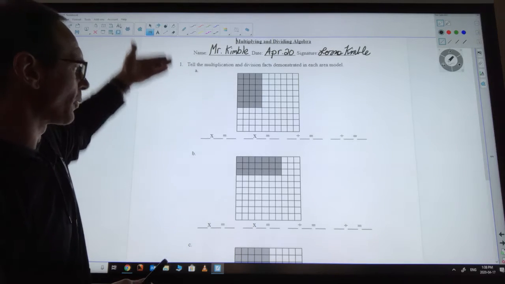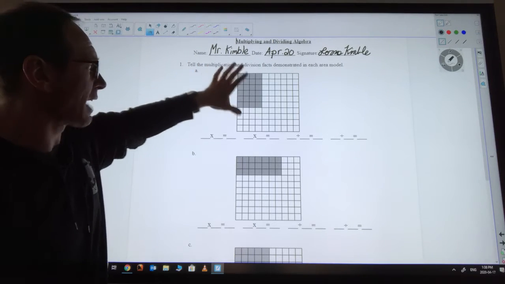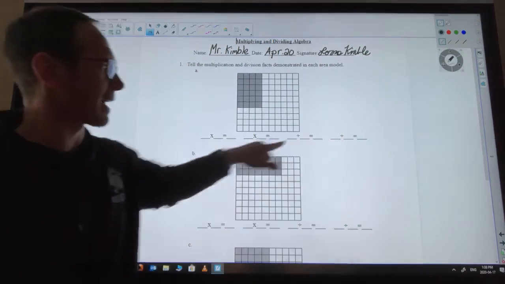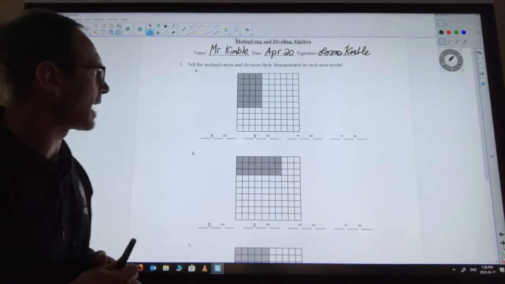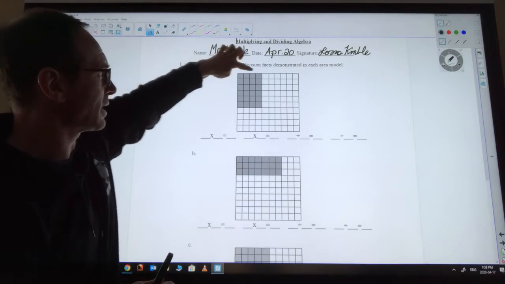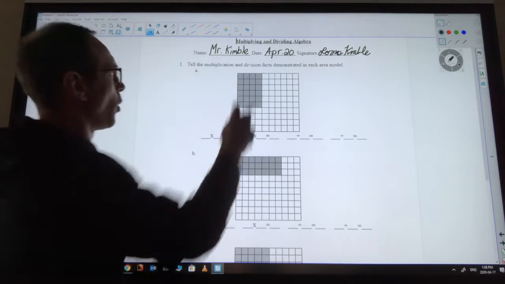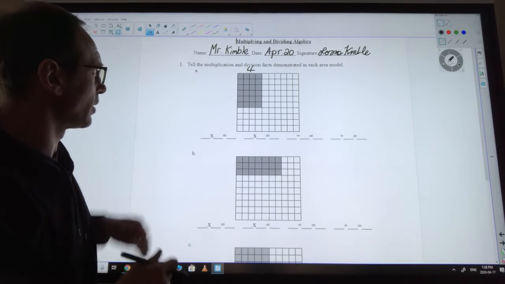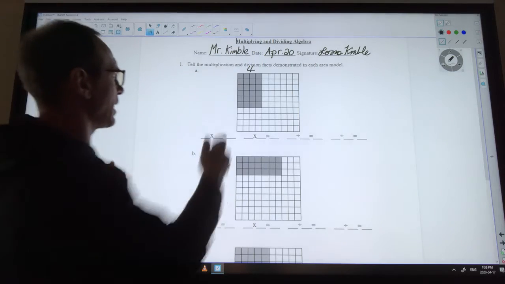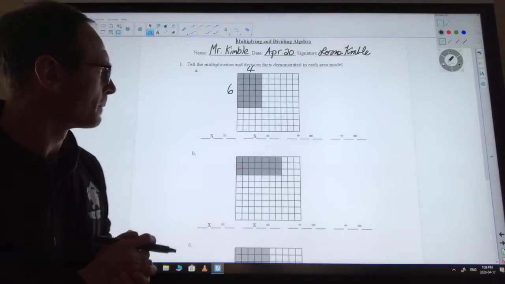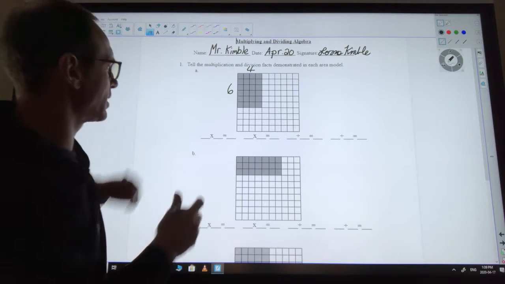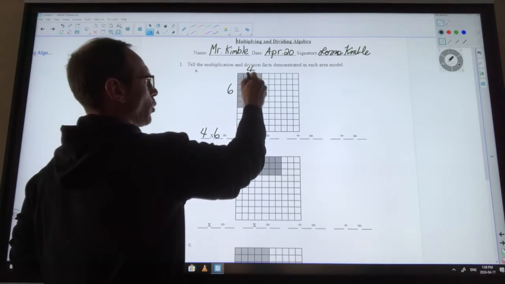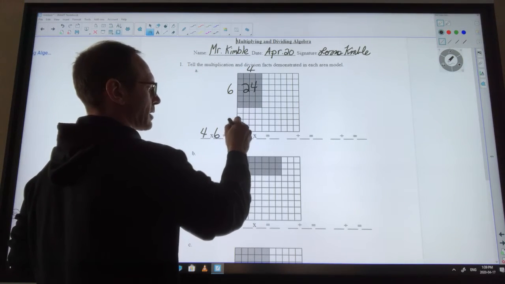I've given you on the front page of your assignment a diagram, and I wanted you to tell me all the multiplying and dividing math facts that would relate to this diagram. So for example, this diagram has 4 in the horizontal and 1, 2, 3, 4, 5, 6 in the vertical. So we know that 4 times 6 is, well, if I look at what I have here, there are 24 inside here. So 4 times 6 is 24.